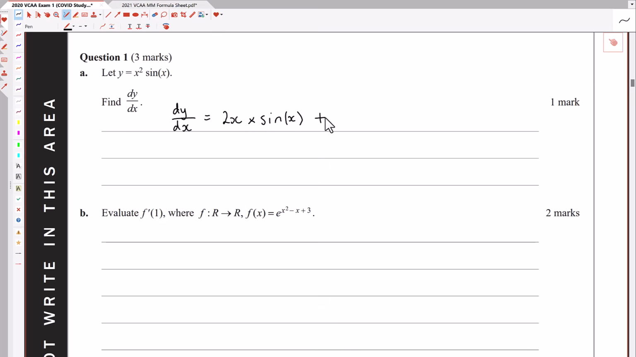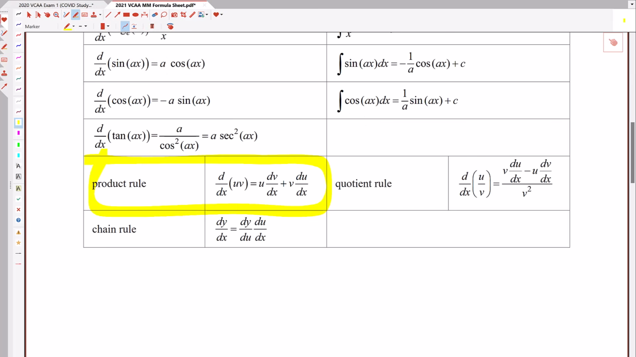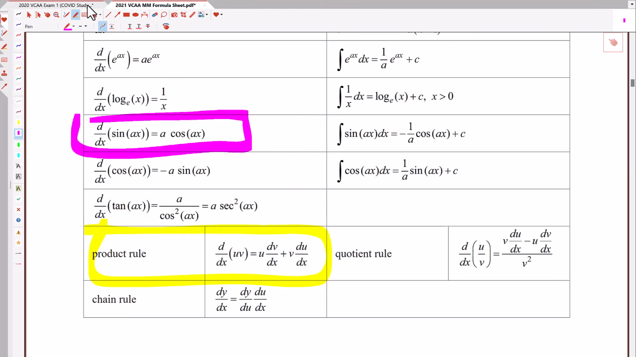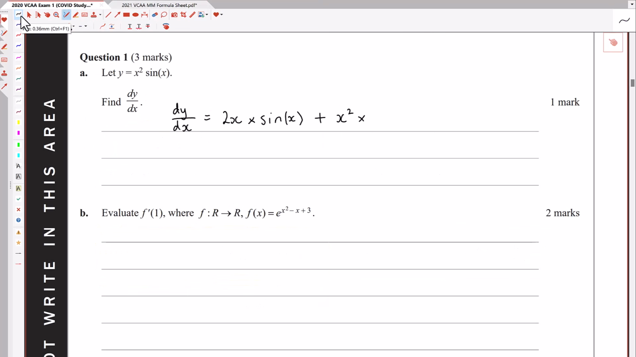Plus, in the product rule, check it on your formula sheet if you're not sure, leave the first function as it is, and find the derivative of the second function. So derivative of sine of x is cos of x. Again, if we're not sure, we jump over to our formula sheet, and we see here that the derivative of sine of ax is a times cos of ax. Alright, so we've got cos of x, and there's not really much we can do with simplifying that. We could probably just leave it as it is. I'm just going to remove my multiplication signs. 2x sine of x plus x squared cos of x.